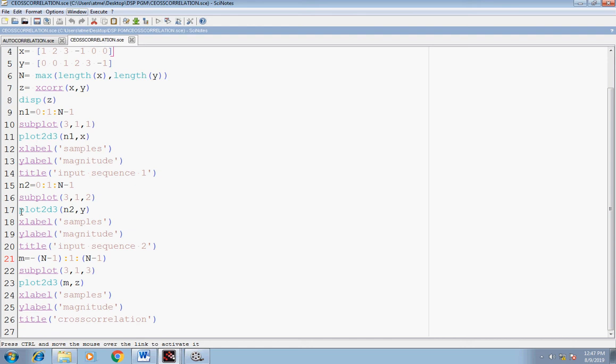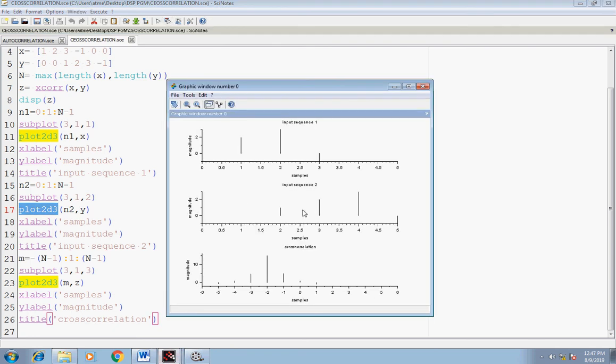One more thing I would like to note here is that for discrete values the command used is plot2d3. If it is a continuous signal, the command used is just plot, whereas for discrete sequences, the command used is plot2d3. Once you save and execute it, you can see the graph. One is the input sequence, the second one is the second sequence, and finally the cross correlation output.